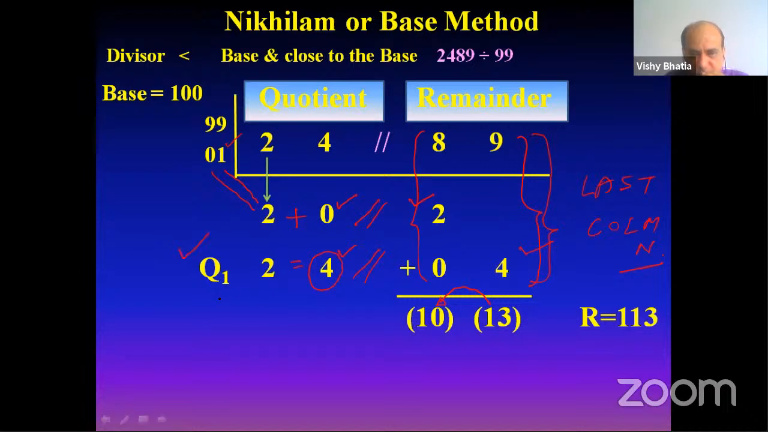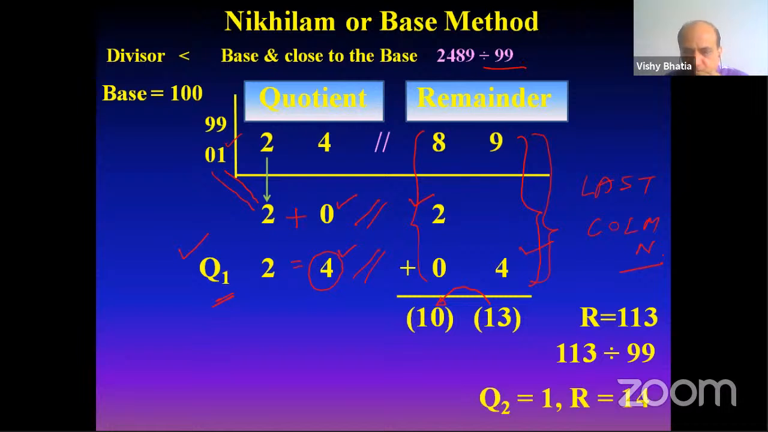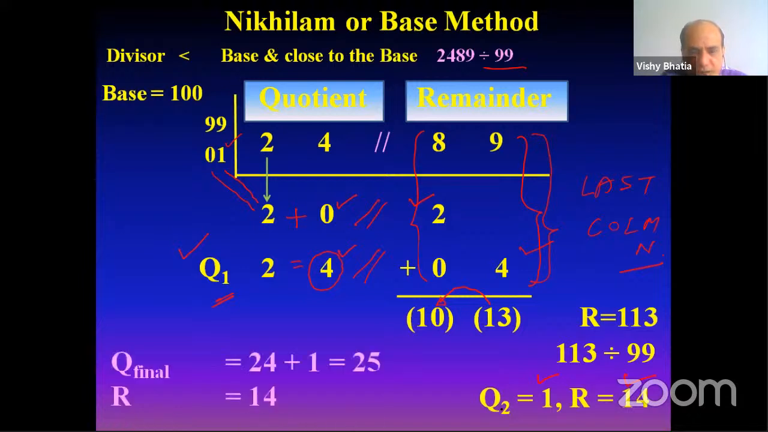And just bear in mind, just look at this subscript. Can my remainder be greater than my divisor? No. So what I do is I divide the remainder 113 by my original divisor, which is 99 over here. And then if I divide 113 by 99, I get a quotient of 1 time and I get a remainder of 14. And this particular Q2, I added to get a final quotient of 24 plus 1, 25, and a remainder of 14.